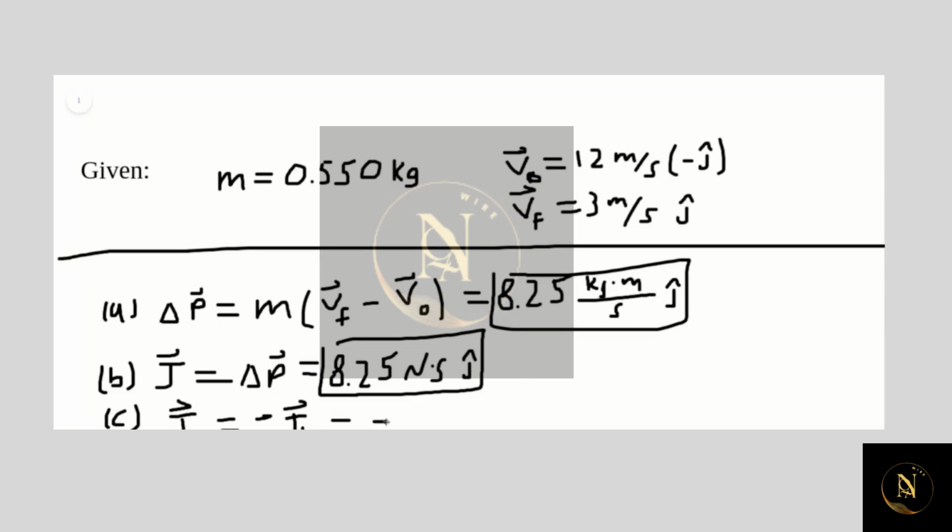So this has to be minus 8.25 newton seconds in the j hat direction, or 8.25 newton seconds in the minus j hat direction, however you would prefer to write it. But we're going to box that in as our solution to part C.